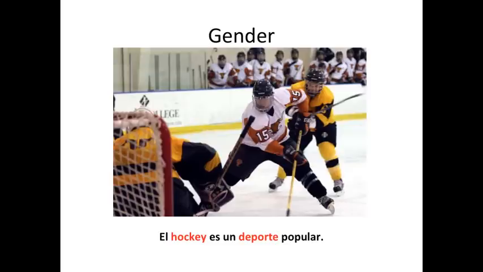All right? But what if it doesn't end in O or A? Some nouns don't end in O or A. For example, we have two nouns highlighted here. We have "El hockey es un deporte popular." Hockey is a popular sport. Hockey does not end in O, it doesn't end in A. But I said that every noun is masculine or feminine. How do we know whether hockey is masculine or feminine?